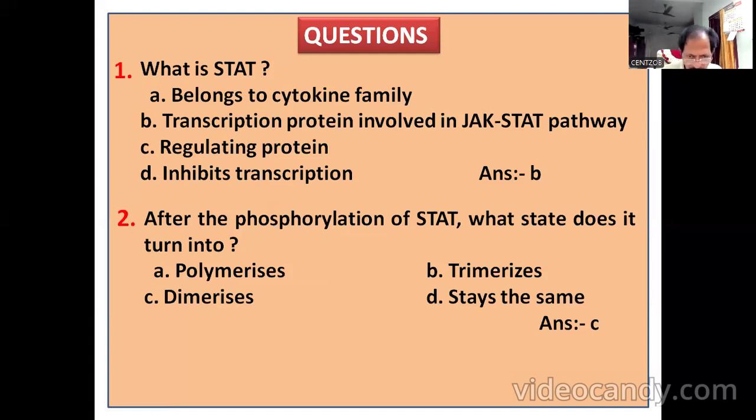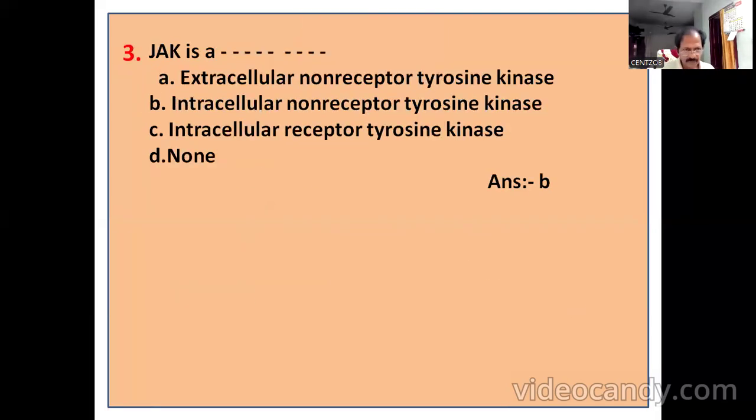Then after the phosphorylation of STAT, what state does it turn into? It turns into a dimer, we know. So the answer is C, dimer. Then the third question: JAK is a dash. The extracellular non-receptor tyrosine kinase, or intracellular non-receptor tyrosine kinase. It is a non-receptor tyrosine kinase, as I already told you. So the answer is B.